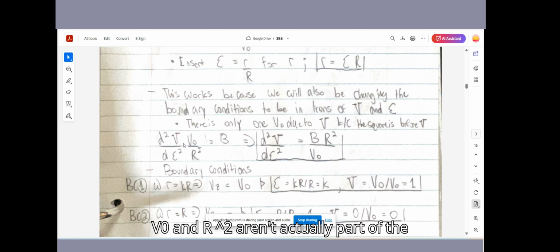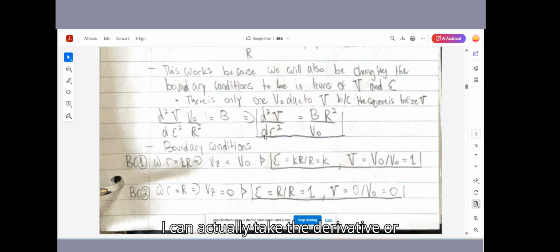V0 and R squared aren't actually part of the derivative because they're fixed values, whereas big V is dependent on VZ, so it changes depending on position, and epsilon also changes depending on position because it's little r divided by big R. Obviously little r is changing in position. That is the position variable. So then I'm just isolating the derivative, so I can take the derivative or separate and integrate.